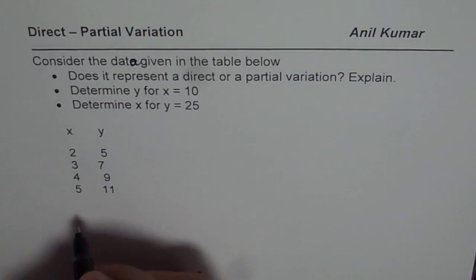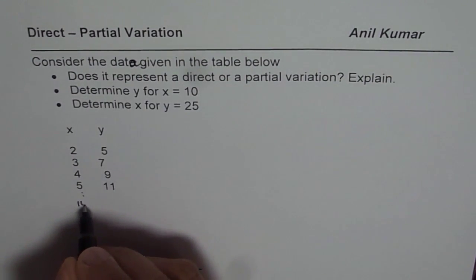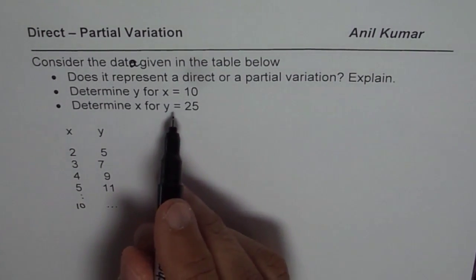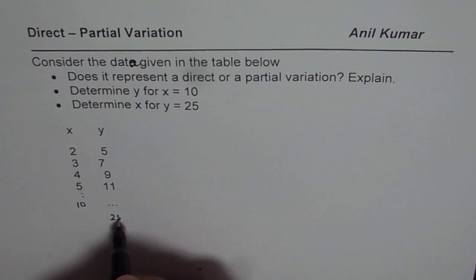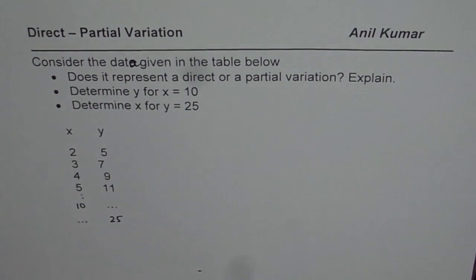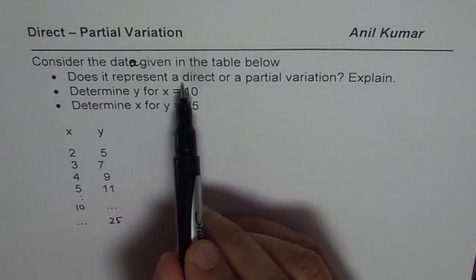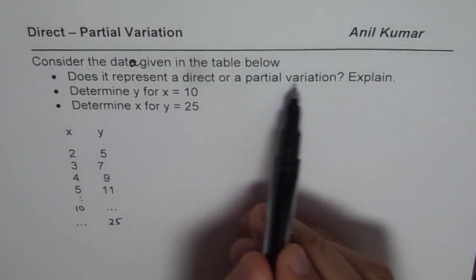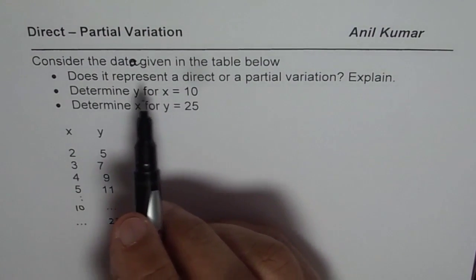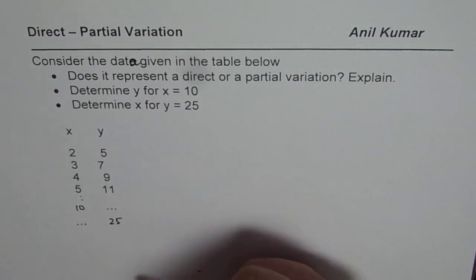So if x is 10, let us say, we have to find the value of y, and if y is 25, then we have to find the value of x. So these are the other two parts. First part is, does it represent direct or partial variation? That's the first part. Now, when will data represent direct variation?